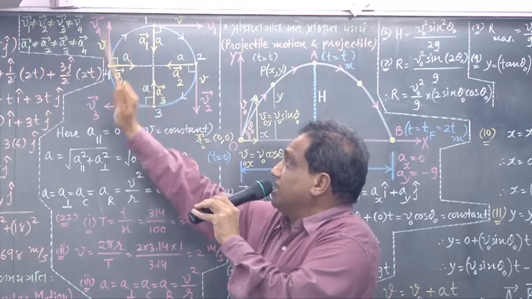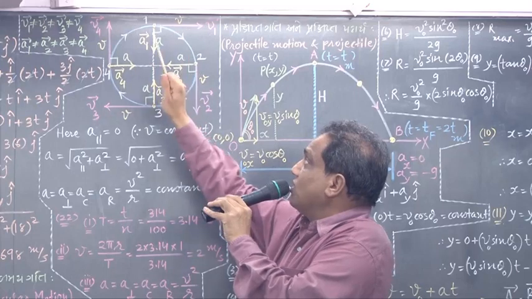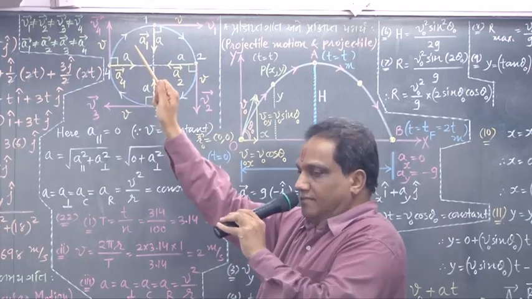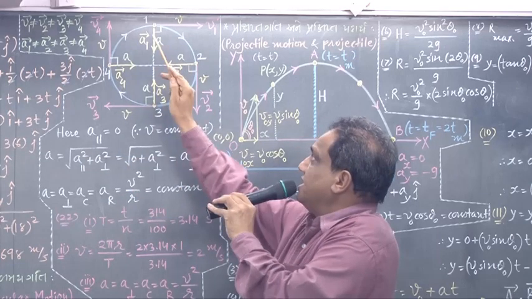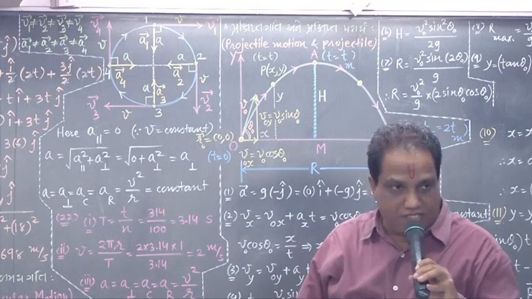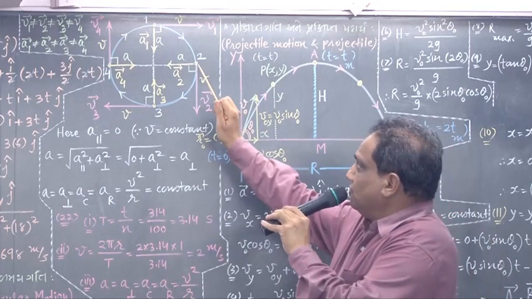Then you may have a question, why am I not drawing this tangent towards the left hand side, and why towards the right hand side? Because the motion is performed clockwise. Had it been anti-clockwise, then it should have been in this direction. Got it?